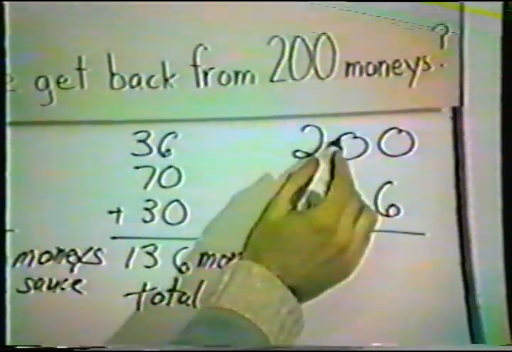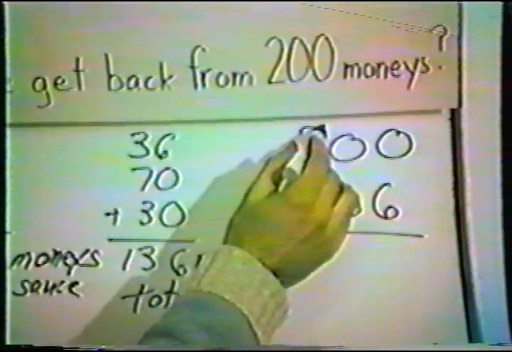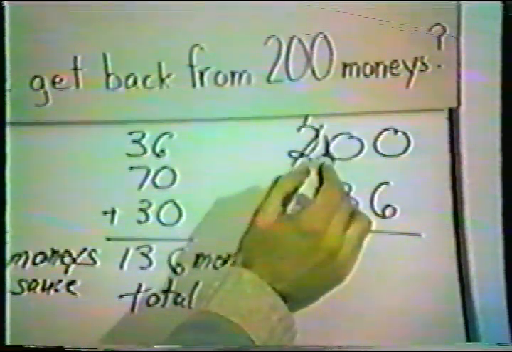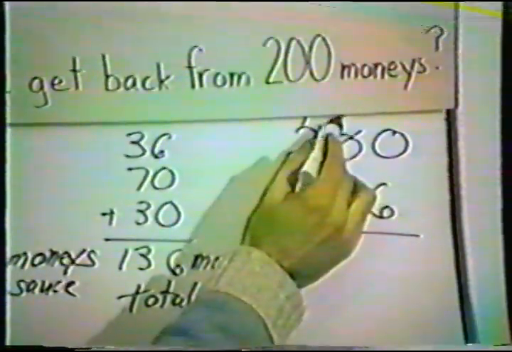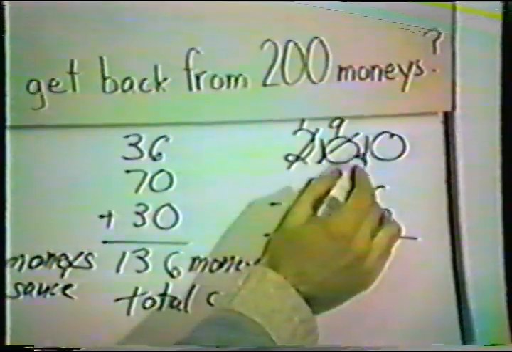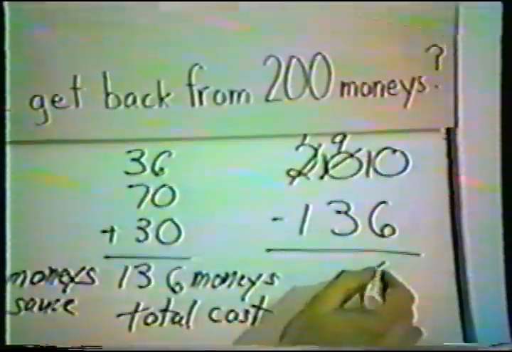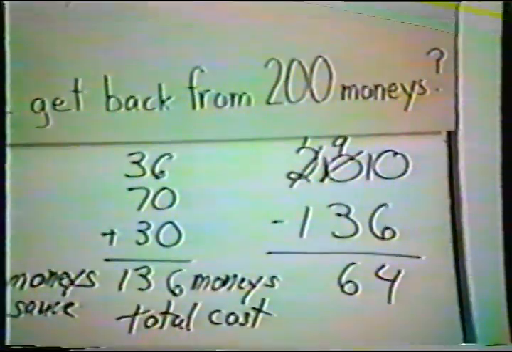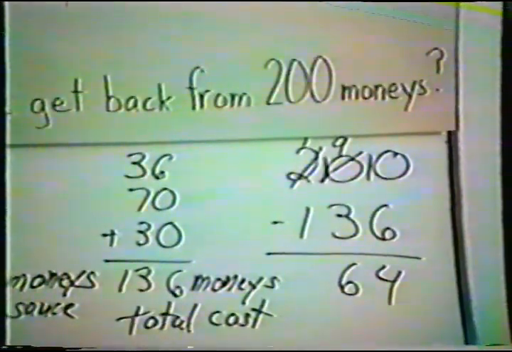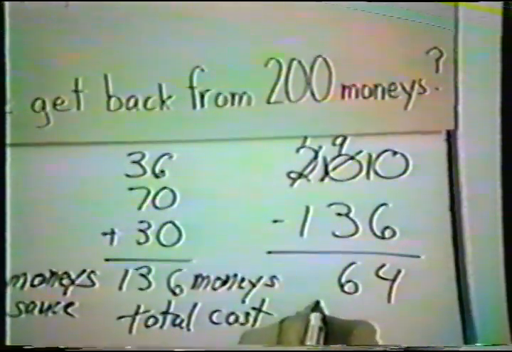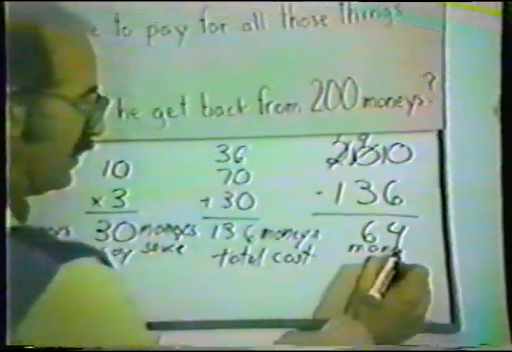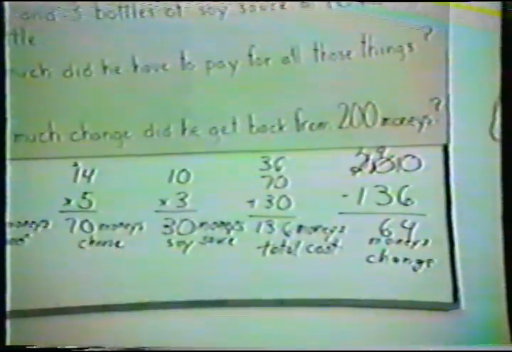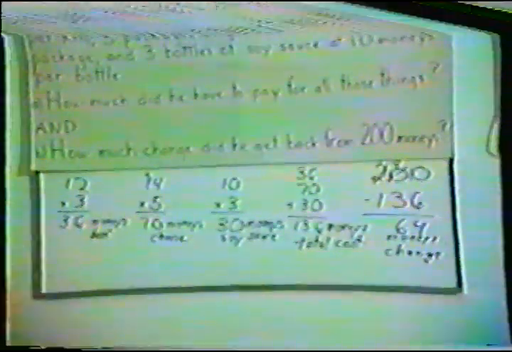0 take away 6. Can't do. We have to borrow all the way from the 2. The 2 becomes a? 1. To make the 0 a? 10. The 10 becomes a? 9. To make the 0 a? 10. 10 take away 6 is? 4. 9 take away 3 is? 6. 1 take away 1 is? 0. The answer is 64. 64 what? Money. Change. Monies change. And we have one more quiz question.